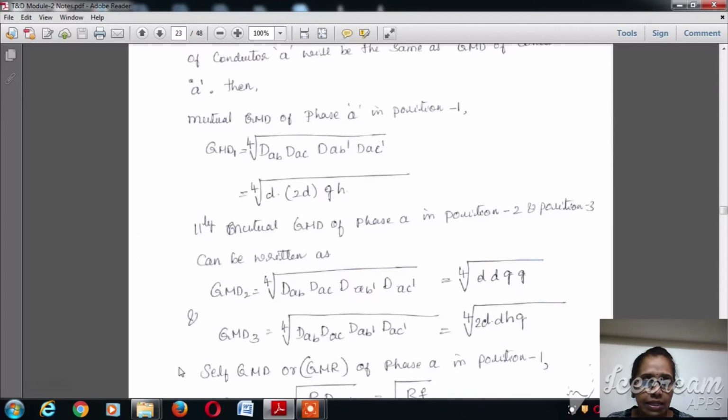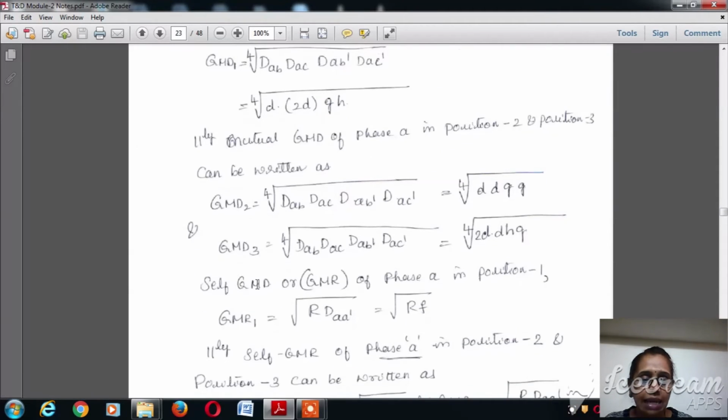So now consider the GMD3. Similarly, the 4th root of DAB, DAC, DAB dash, DAC dash. Now DAB is equal to D, and DAC is equal to 2D, and then DAB dash is H, and DAC dash is G. So now the self GMD or GMR. Now we have to consider only the similar conductors like AA dash, BB dash and CC dash.